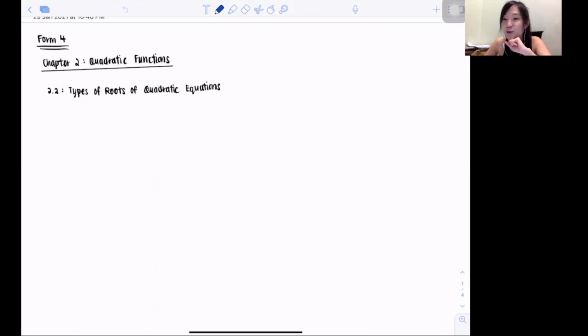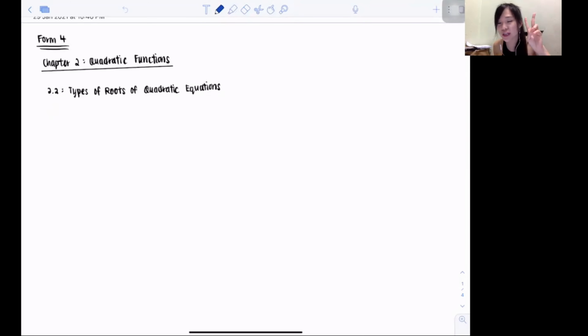Form 4 chapter 2 quadratic function, I'm still doing this chapter, okay, I'm doing 2.2, and this particular 2.2 doesn't have part 1, part 2, part 3 because it's just one video, because it's quite small, okay. So, I'm doing type of roots of quadratic equation.